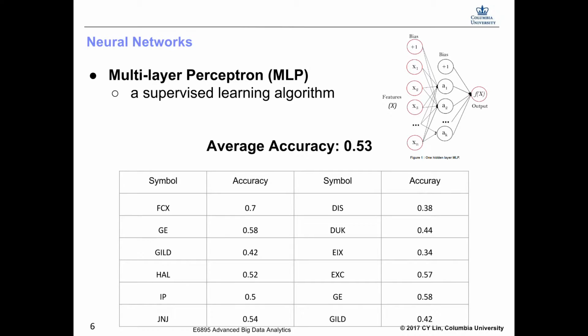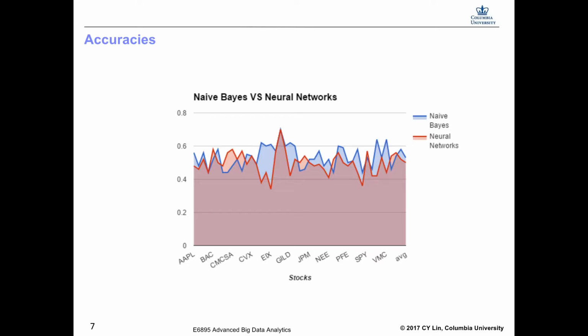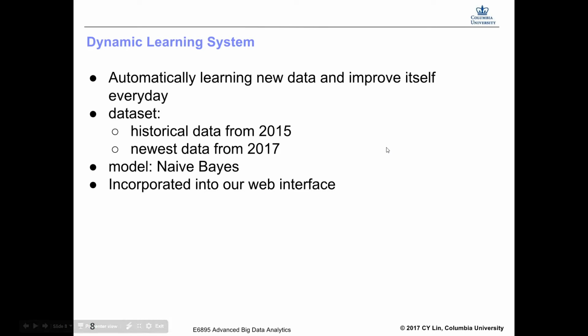We also used another machine learning model, which is multi-layer perceptron. It's a supervised learning algorithm. We tried grid search to tune the parameters. In the end, the best accuracy we got is 0.53. Here is the plot for accuracy, and from this plot you can see that overall naive-Bayes gets a better result. And here's our dynamic system, which can automatically learn new data every single day and improve itself.